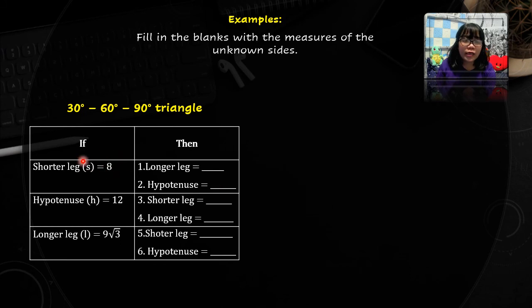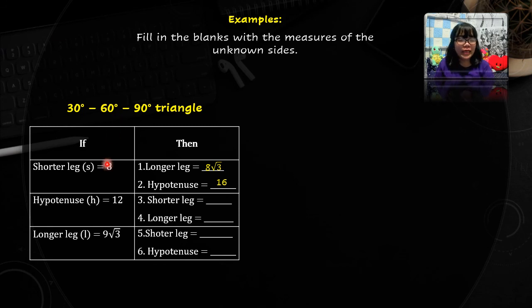So, again, given the shorter leg, longer leg is equal to shorter leg times square root of 3. So, 8 times square root of 3, longer leg then is 8 square root of 3. Next one, given shorter leg, if we want to get the value of the hypotenuse, then we need to multiply our shorter leg by 2. So 2 times 8, that is equal to 16. So therefore, hypotenuse is equal to 16.